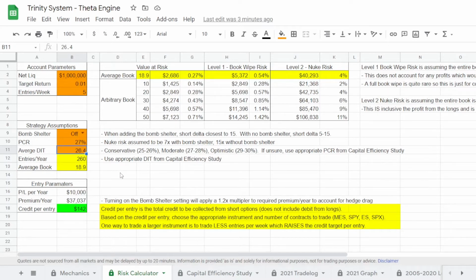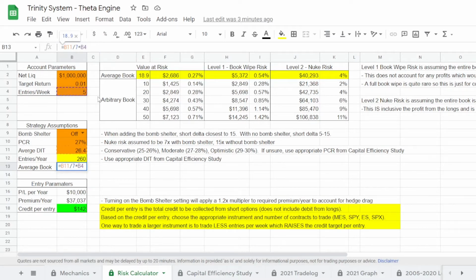With those inputs, the rest of the table is automatically generated. These are very straightforward. Moving under the average DIT, you'll see entries per year. This is very simple. It's the number of entries per week from above times 52 because there are 52 weeks in a year. So in this case right now it's 260. And then the average book size is that same formula from before. We take the average days in trade divided by 7, and we multiply it by entries per week, right?